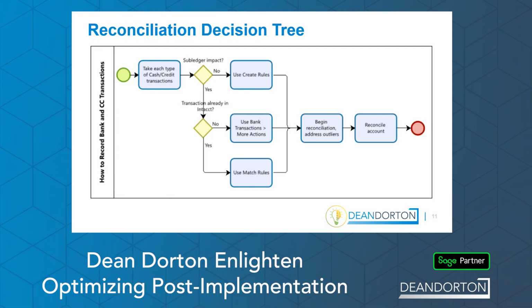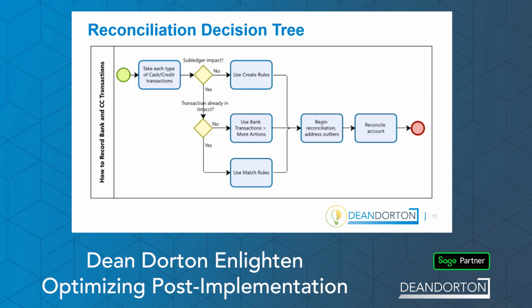So a typical workflow is probably going to look something like this. You'll have a new transaction. We will go and say, okay, each of these transactions that come in, does this have a subledger impact? If the answer is no, then we could use the create rule to create that transaction. And if the answer is yes, we wonder, is that transaction already in Sage Intacct? If the answer is no, we can create it using the more actions on the bank transaction screen. And if the answer is yes, then the match rules can help us.